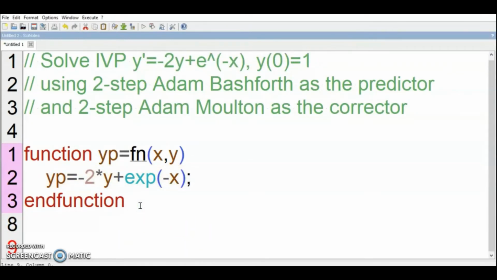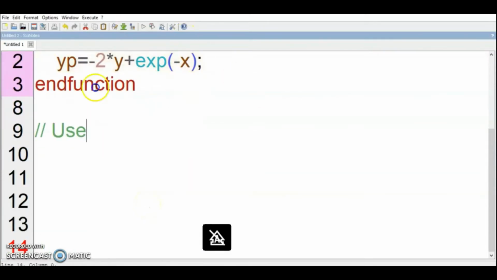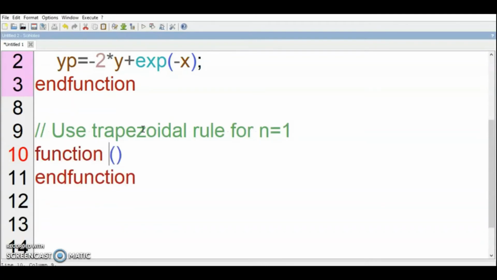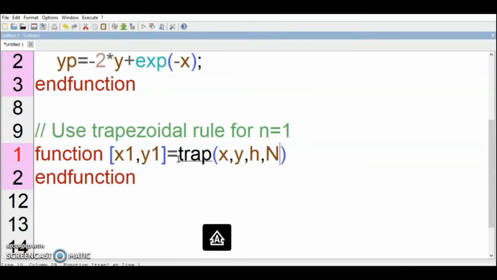So I want to define the trapezoidal rule. So use the trapezoidal rule for n equals 1. So I want to have a function called trapezoidal. Now, again, there are many ways to code this. You don't have to define trapezoidal as a function. You can even evaluate it once in your main file, but this will be much easier if I do this.